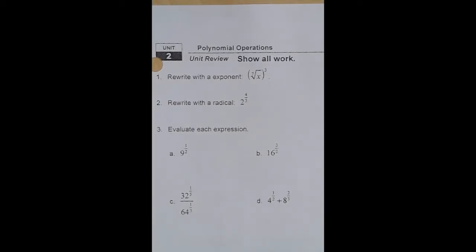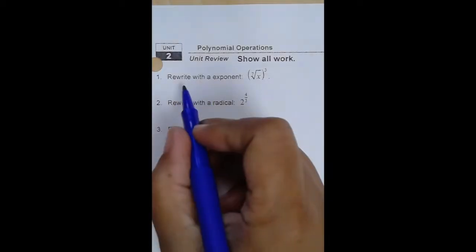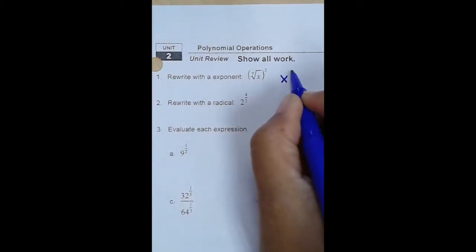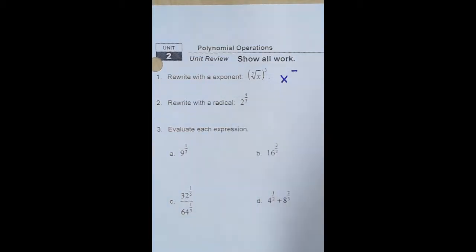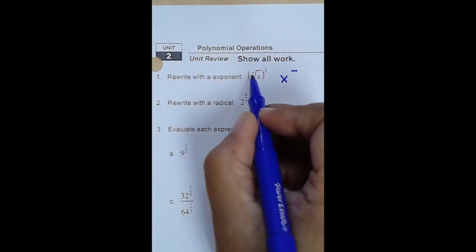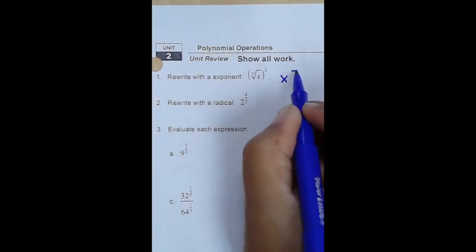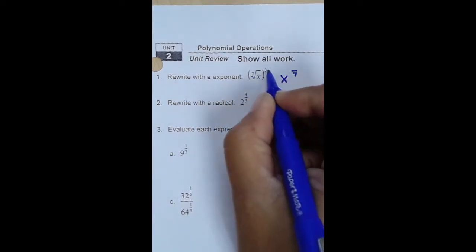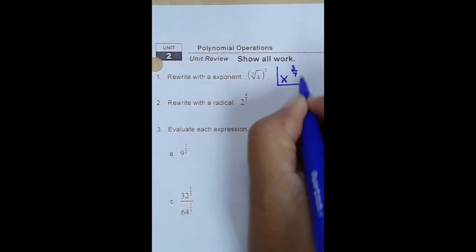All right, I'm going over the Unit 2 review. Number 1 says to rewrite with an exponent. So x is the base, and then remember for an exponent we're going to have a fraction. The root is on the bottom. Just like roots grow underground, it's in the denominator. So 7 is the root, and 3 is the exponent.